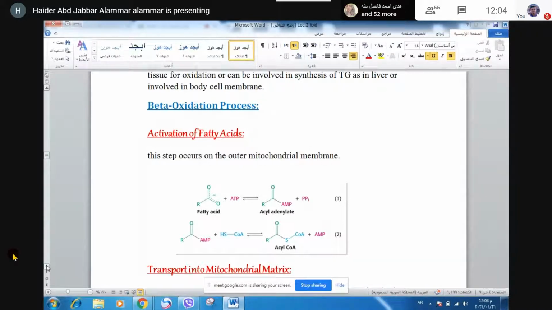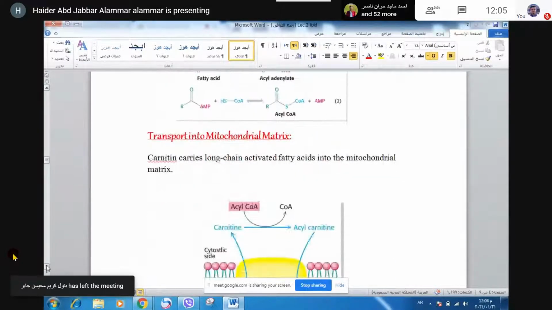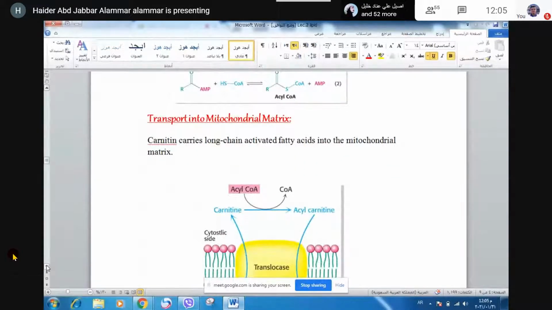In the second step of this reaction, the acyl adenylate in the presence of CoA, coenzyme A, and by the action of synthase enzyme, is converted to acyl coenzyme A, which is called the activated fatty acid, plus adenosine monophosphate. This is the first step of beta oxidation.